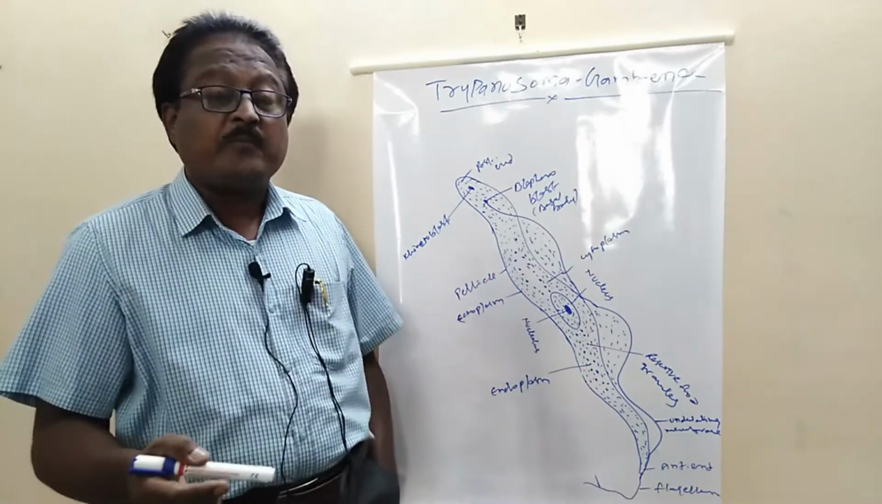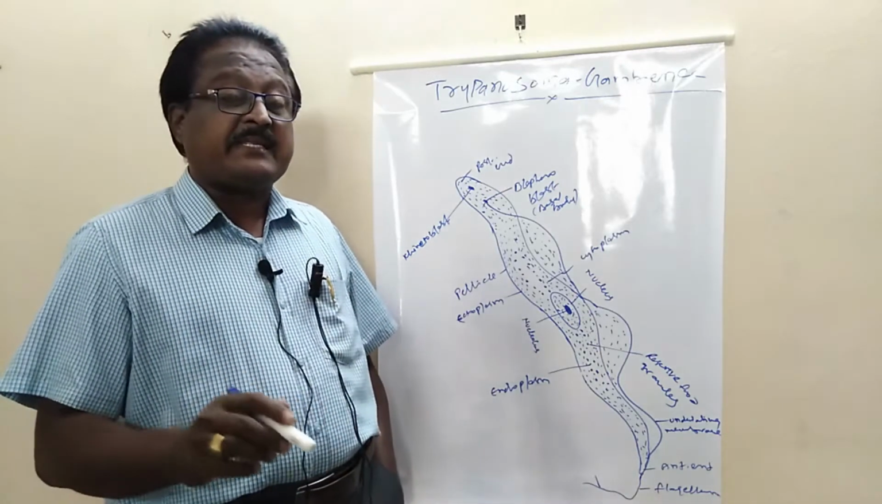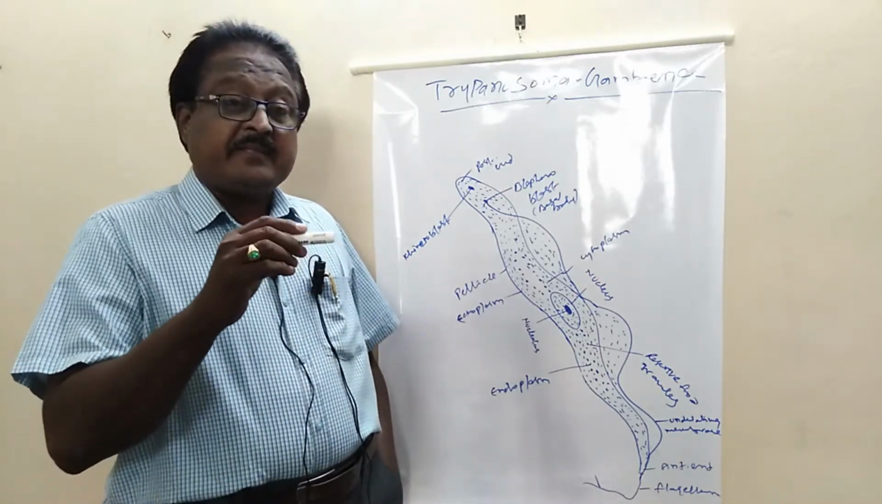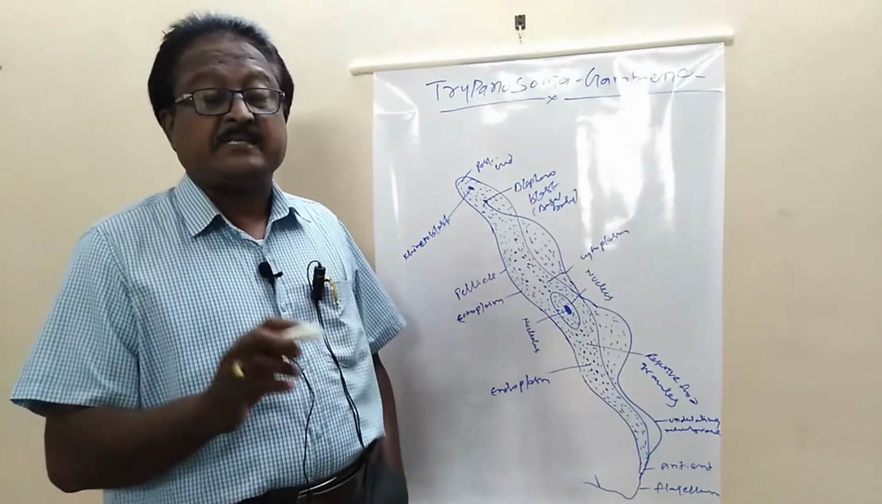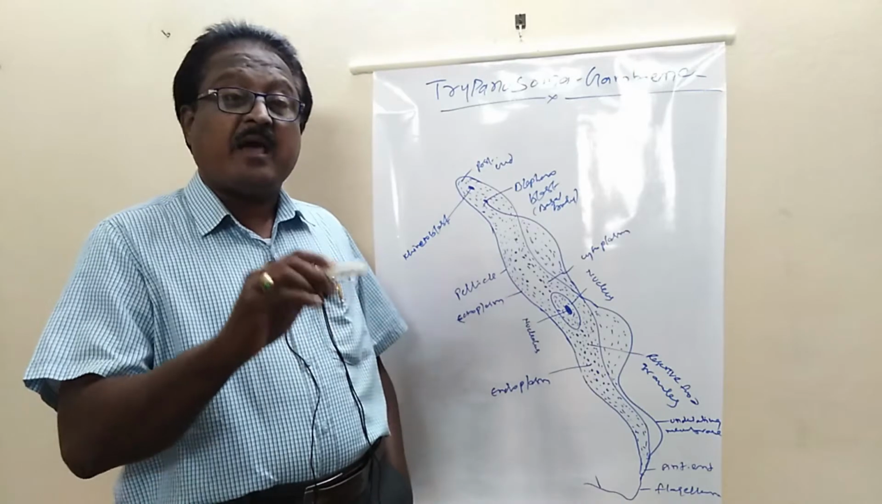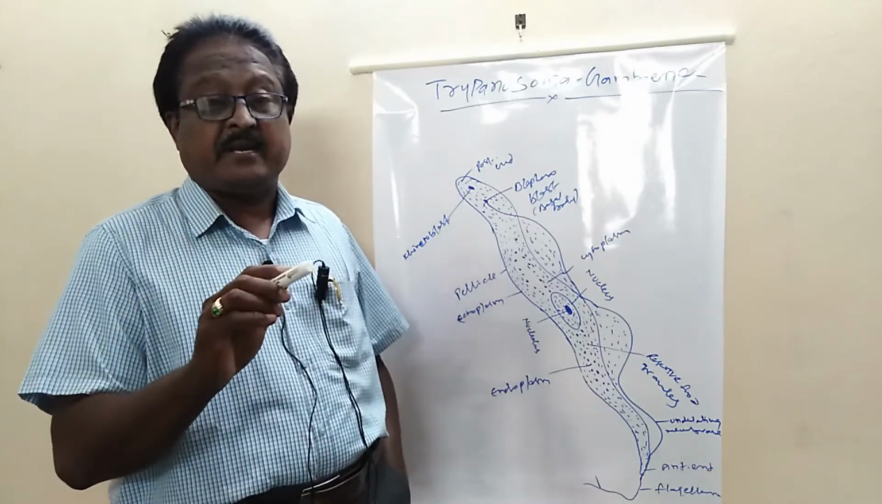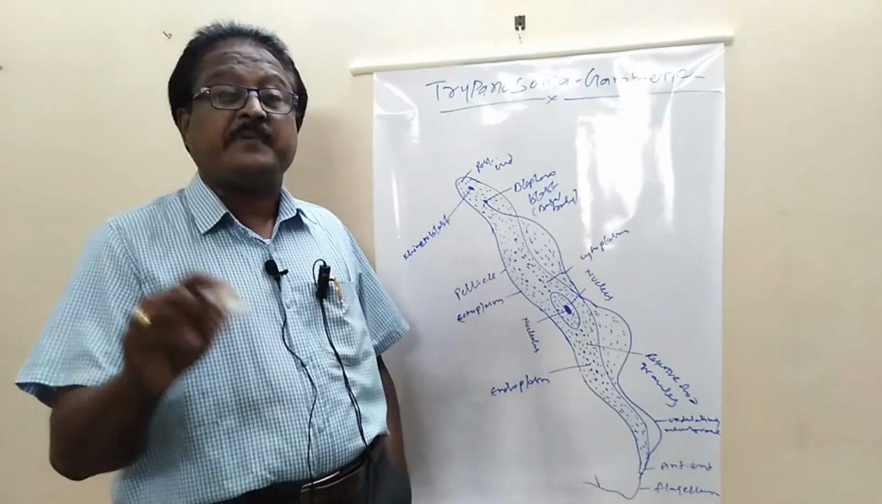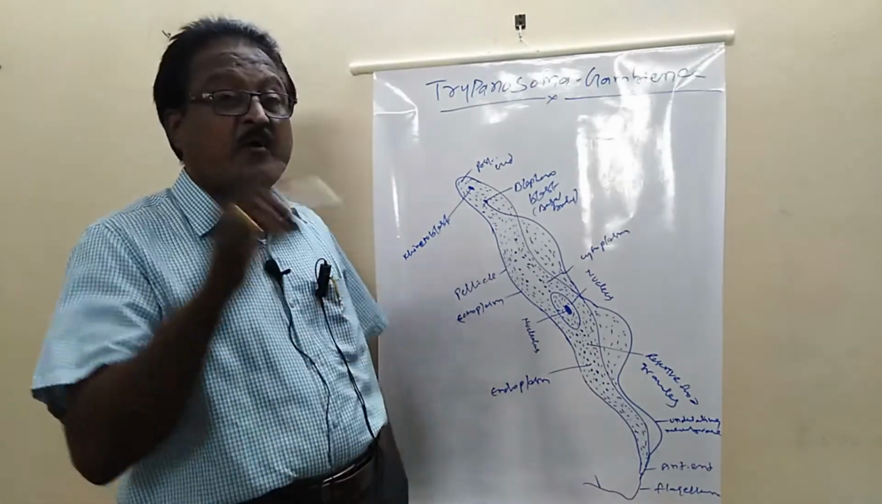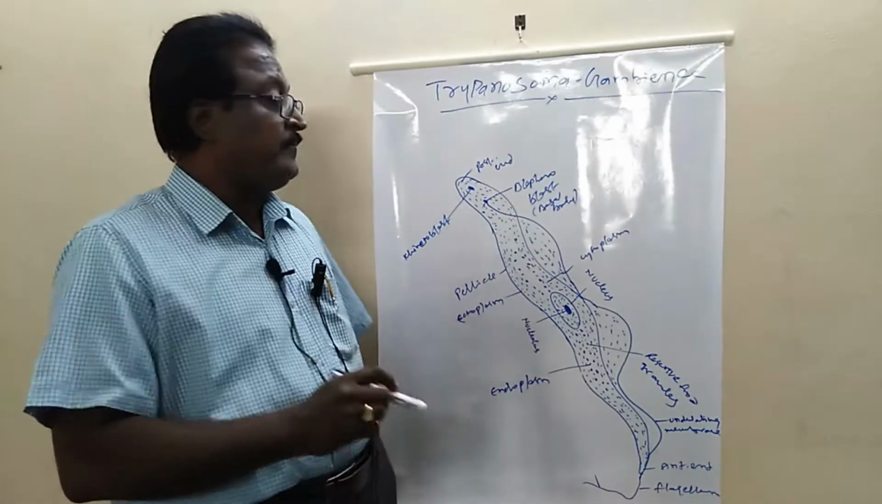So another two parasites are there, particularly found in the Australian and American countries. So, African, American and Australian countries. Australian sleeping sickness and American sleeping sickness, those parasites are found in different parts of the world.